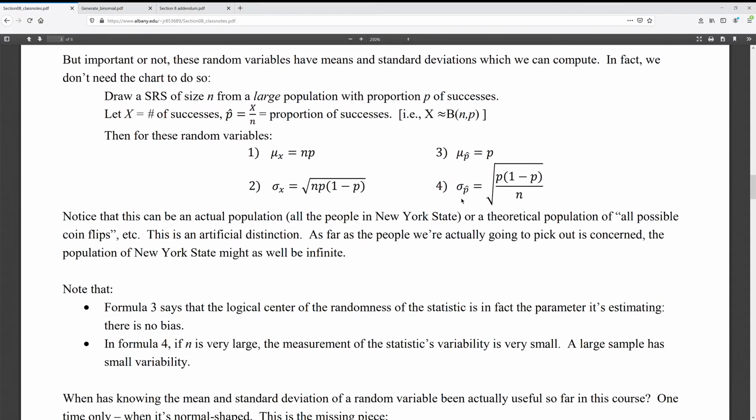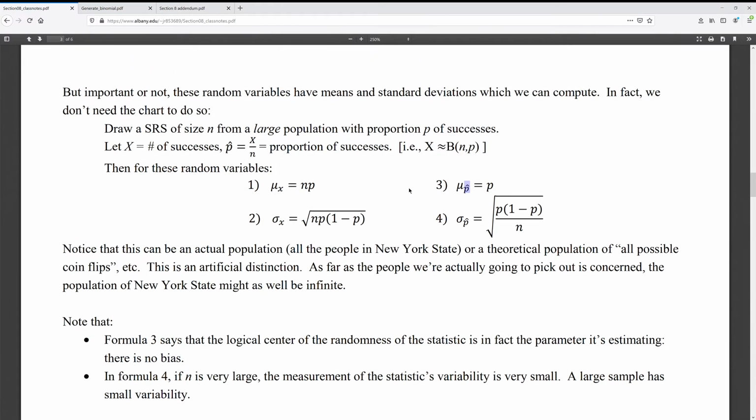So let's look at Formula 3 and Formula 4. Let's focus on the practical statistic, proportion of successes in the sample. You're picking from a population where 50% of all possible tosses of the coin land heads. You could get any proportion of heads when you do it so many times, but it's bouncing around 50%, right? You're picking from a population where 10% of people are left-handed. You might get any proportion of left-handed people in your sample, but in terms of its randomness, you're bouncing around 10%. You see? It's the logical center of the randomness.